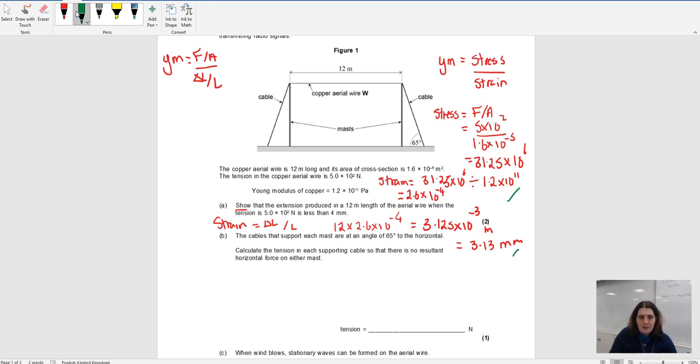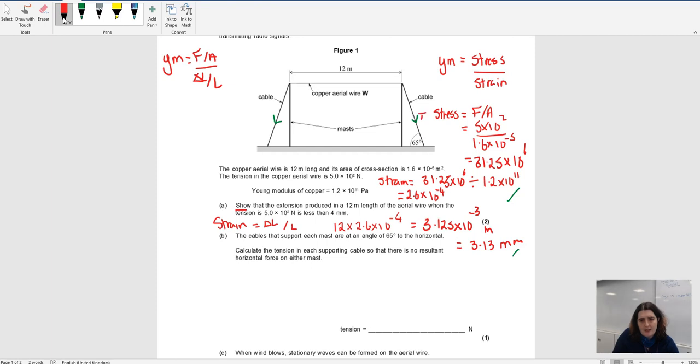Okay, so the cables that support each other at the mast are at 65 degrees to the horizontal. Calculate the tension in each of the supporting cables so there is no horizontal force in either of the masts. So what's actually happening here is there is a tension. There is something pulling this with 500 times 10 to the 2. And so you've got here and you've got here. And it's asking you to find the tension in the cables.